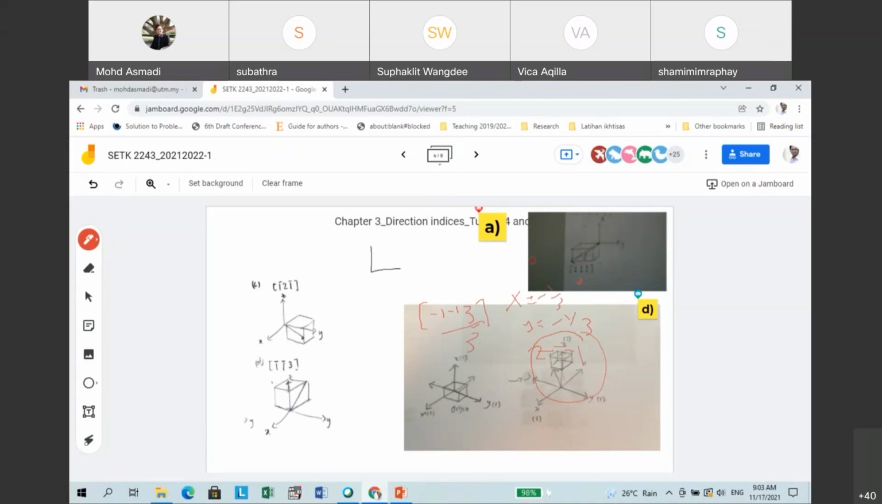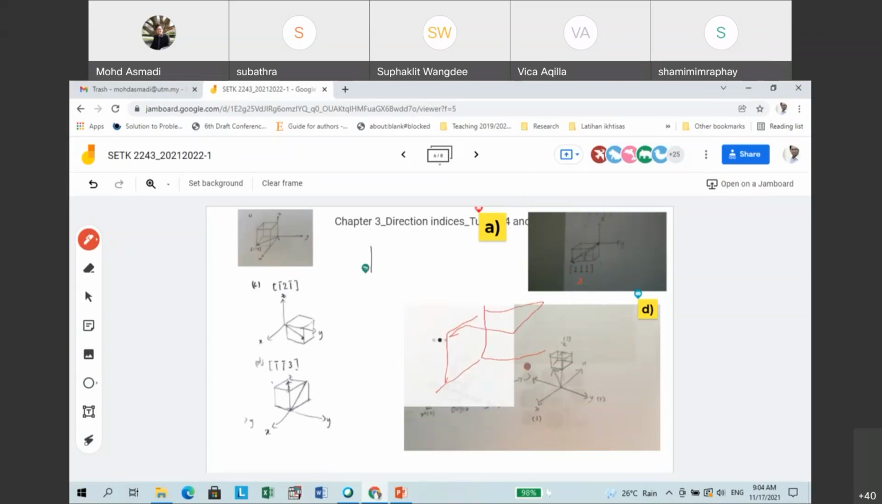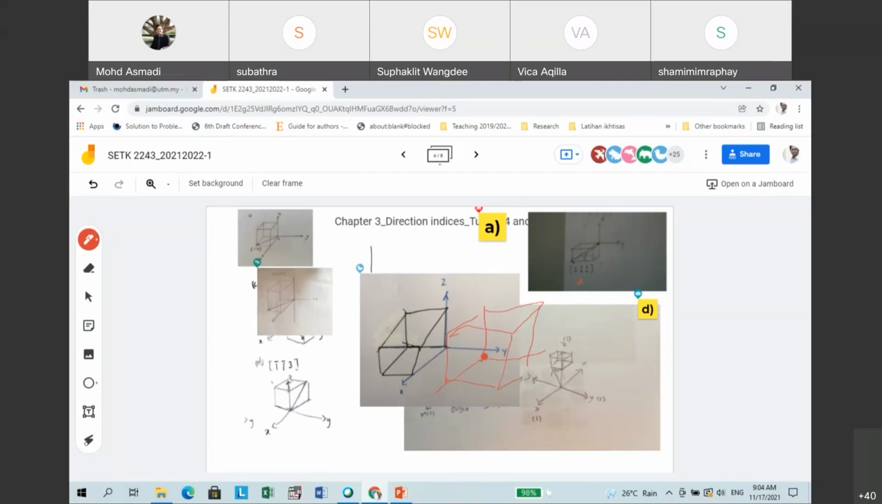Okay, so this is your position or the coordinates. Understand? So once you determine this, your position is going to be here. I just draw the cube. So this is the original one, right? This is the original.